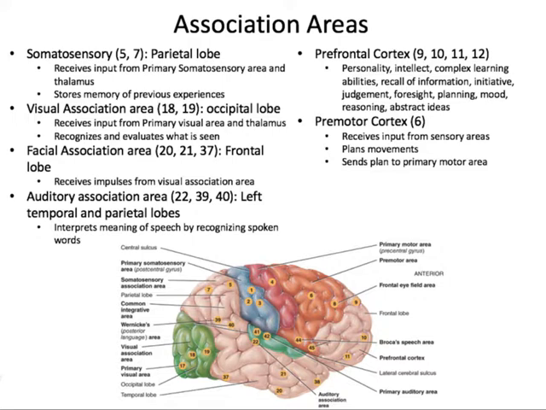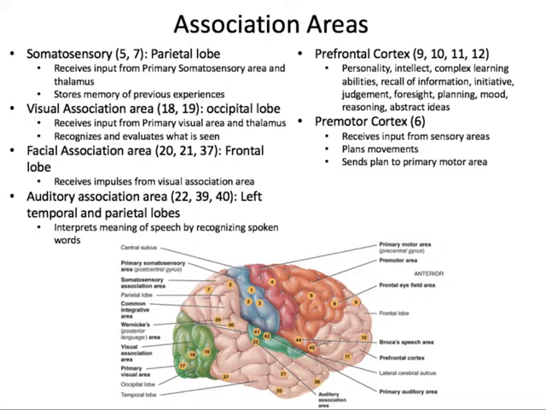The facial association area is down here, 20, 21, and 37. So down here. This is an interesting area because it's specialized. It's actually receiving information from the visual primary area and the visual association area, but it's specific to recognizing faces. So think about that, what that tells you. We have a really quite large portion of our brain that helps us remember and recognize other humans. So this must be an important trait for humans, that we can recognize friend from foe.